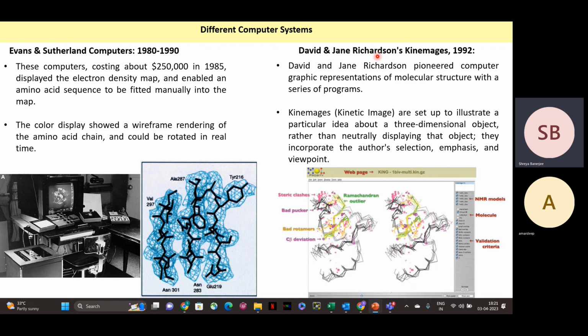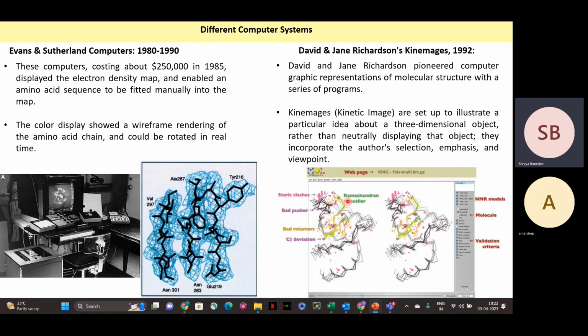Next came David and Jane Richardson's KineMages in 1992. David and Jane Richardson pioneered this computer graphic representation of molecular structure with a series of programs. KineMage, or kinetic image, is set up to illustrate a particular idea about a 3D object. So suppose we want to find out what is the possibility of this 3D structure being the correct one. Using kinetic image, you can find out how many Ramachandran outliers there are. That means how many residues in this protein are not falling in the allowed region of the Ramachandran map.